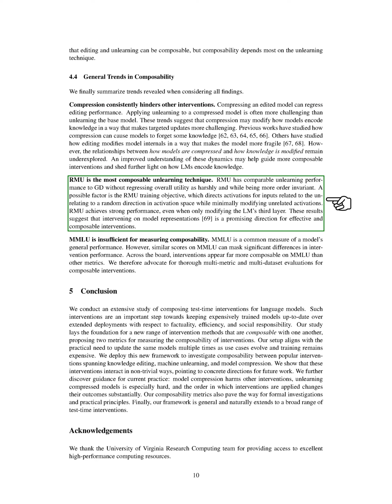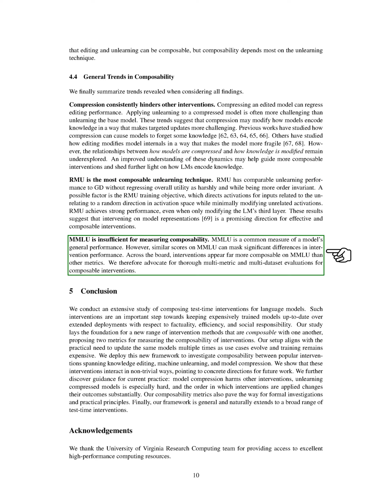RMU's training objective directs activations related to the unlearning target in a random direction while minimally affecting unrelated activations, leading to effective interventions. MMLU alone is insufficient for measuring composability, as it may mask significant differences in intervention performance. We recommend thorough evaluations using multiple metrics and datasets for assessing intervention composability.